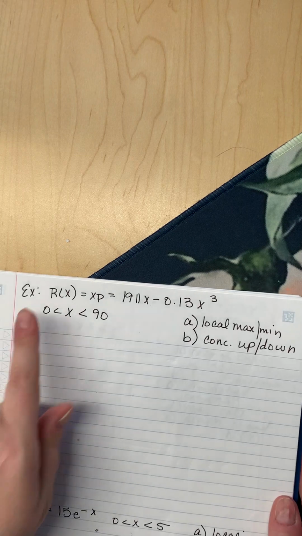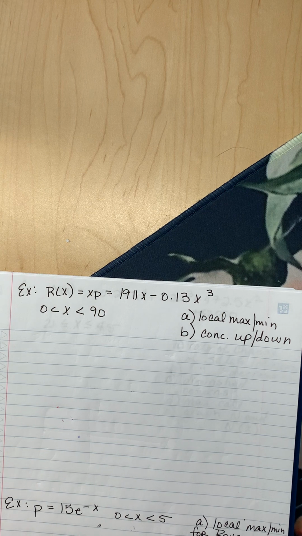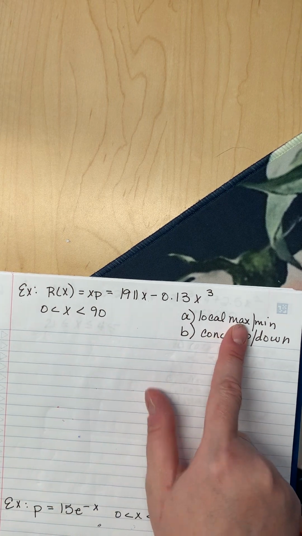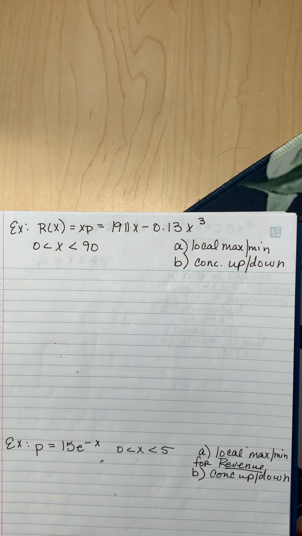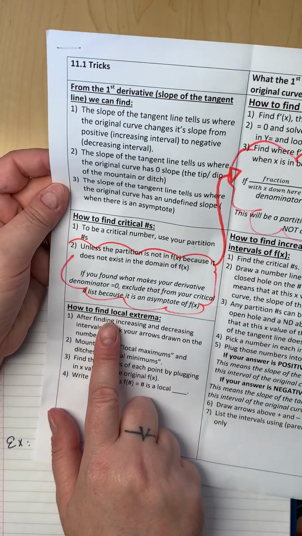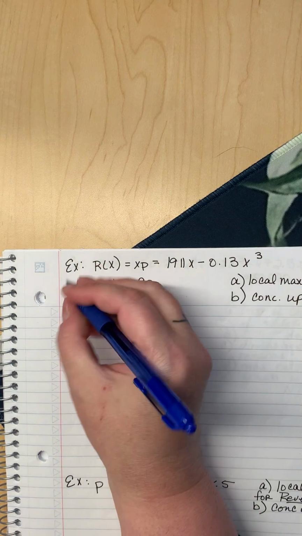Okay, let's go again. This is a word problem. It says the revenue is this. In the word problem, we're only going to look at the x values from 0 to 90. Then it asks what the local maximum and minimum are, and whether it is concave up or concave down. For local maximum and minimum, that's from 11.1. That's called extrema. So we have to find the first derivative, draw a number line, all of that.